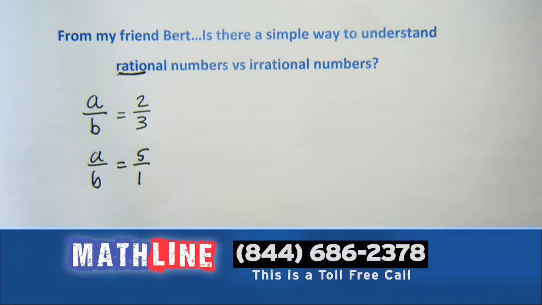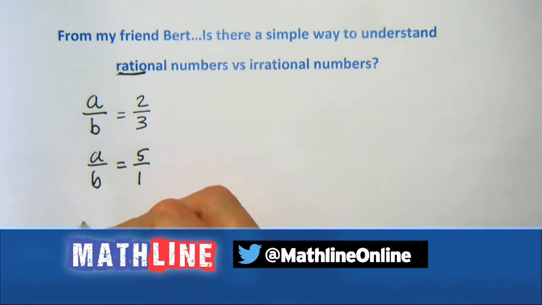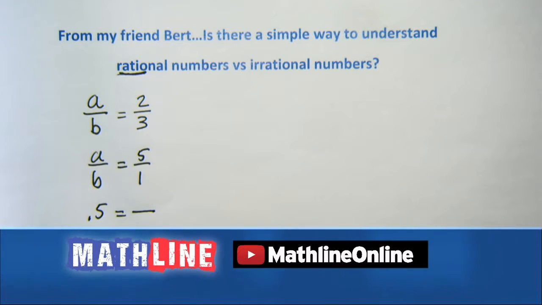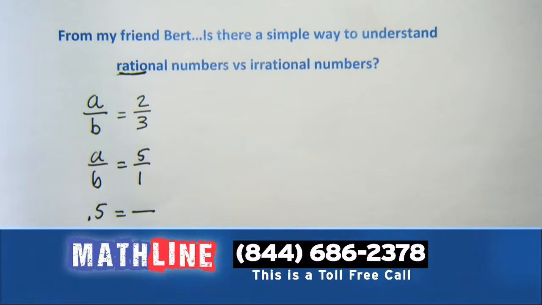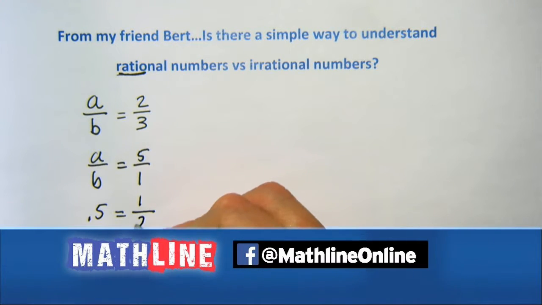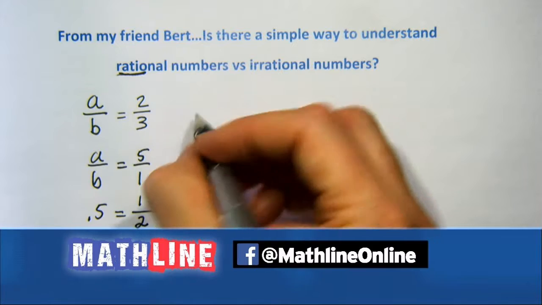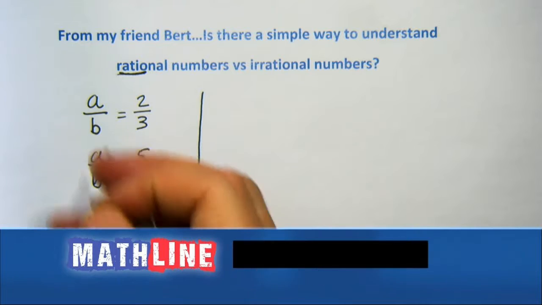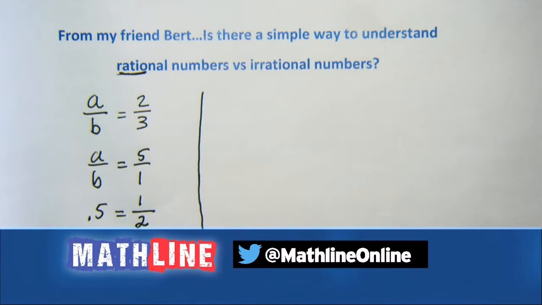Can we have decimals in there? If we could write it as a ratio, what about 0.5? That's 5 tenths. But 0.5 over 1 isn't a ratio of two integers, is it? Well, it is a ratio, but not of two integers. Could we write it as a ratio of two integers? Yeah, it's 1/2. So eventually we can get to a nice ratio of two integers here.